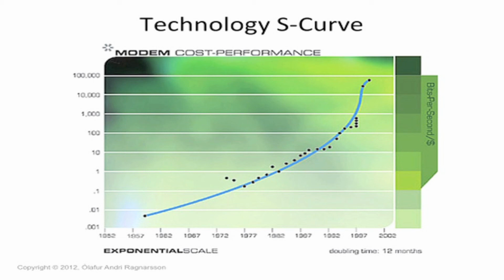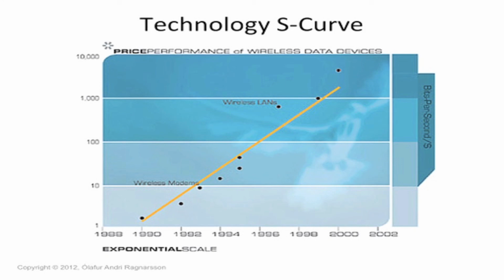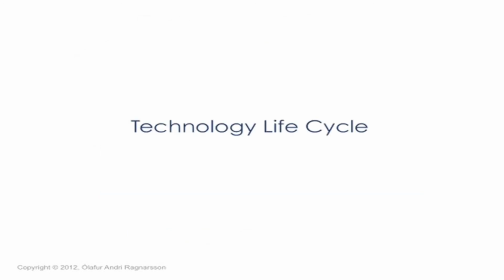This is the modem cost performance. This is almost a line. This is more like a line, memory, random access memory increasing exponentially. And this is wireless data services increasing exponentially. So we can say 2020, the bandwidth into your house is going to be 10 gigabits if we project this. 10 gigabits. What is it now? 12, 16? It's going to be 10 gigabits if we project this.